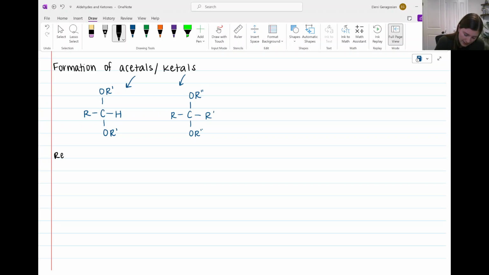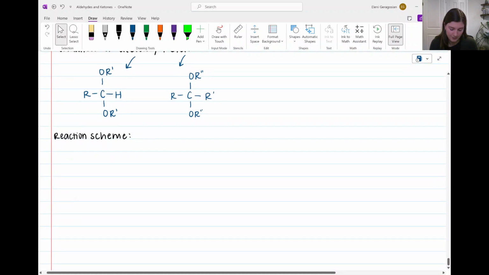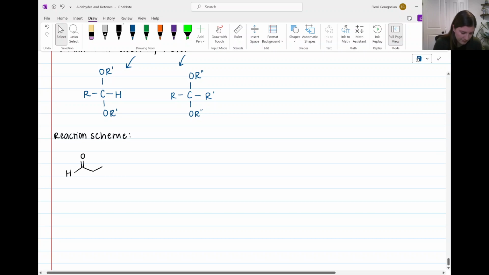So let's write out that reaction scheme. In these notes, we'll focus on forming an acetal, but please remember that the formation is the same for a ketal. We just start with a ketone as opposed to an aldehyde. So let's start with an aldehyde here, propanal. We'll again add ethanol as the solvent, and this could be in acidic or basic conditions, a reversible reaction.